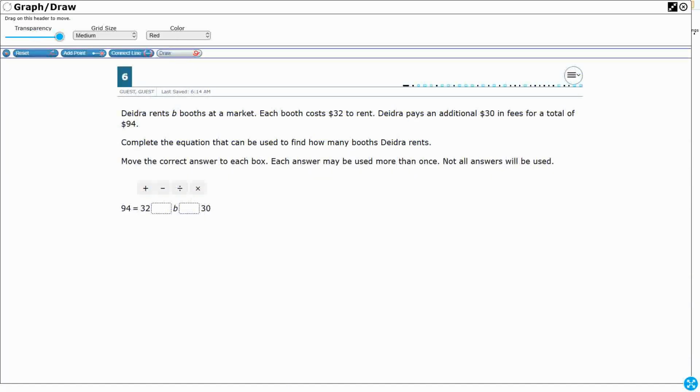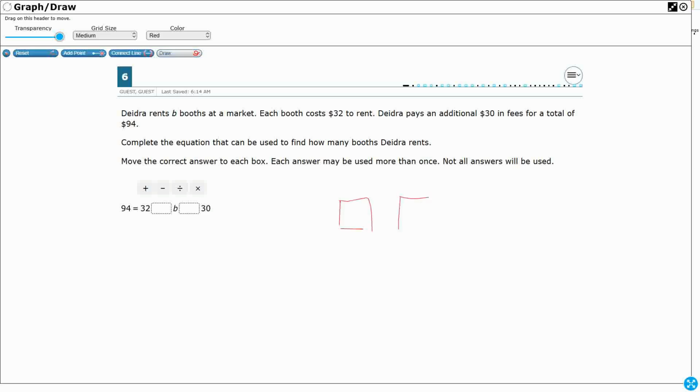So Deidre rents B booths at a market. Okay, so booths. I'm going to just draw these rectangles, and I'm going to do a dot, dot, dot, dot, dot, because we don't know how many rectangles or booths there are. There's a B amount. All right. Each booth costs $32 to rent. So $32, $32, and then possibly $32 for each additional one, because remember, we don't know how many booths there are. And then she pays an additional $30 fee in total for a total of $94.